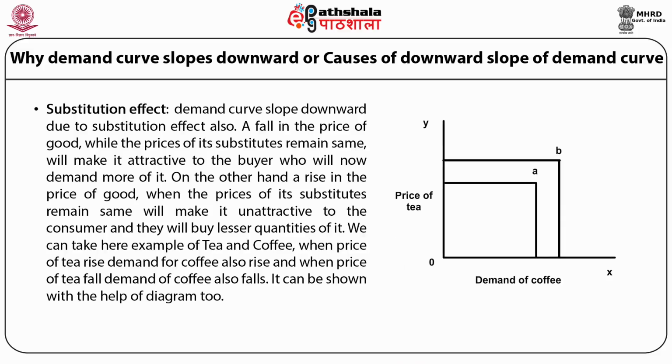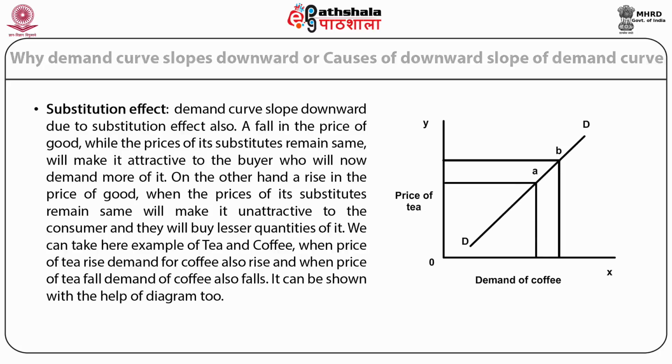We can take here the example of tea and coffee. When the price of tea rises, demand for coffee also rises. And when the price of tea falls, demand for coffee also falls. It can be shown with the help of a diagram too.